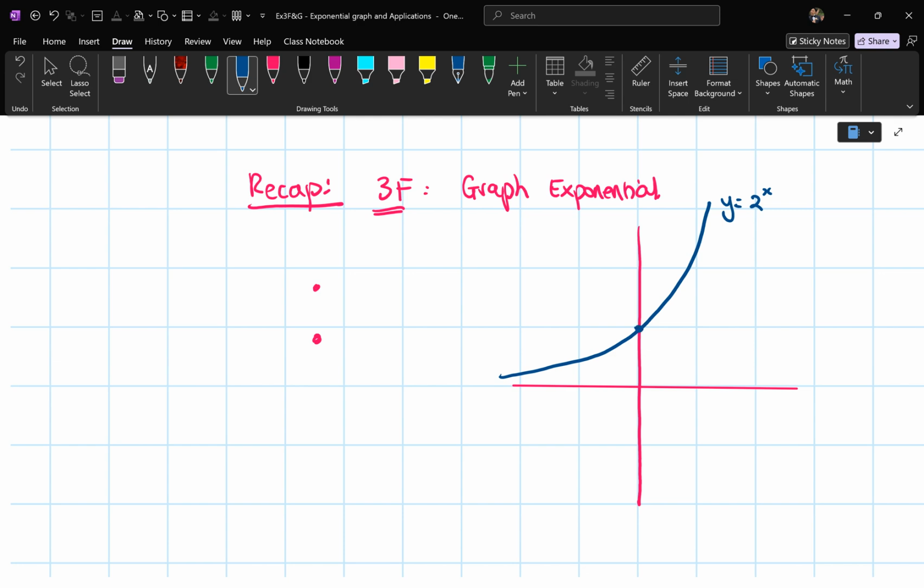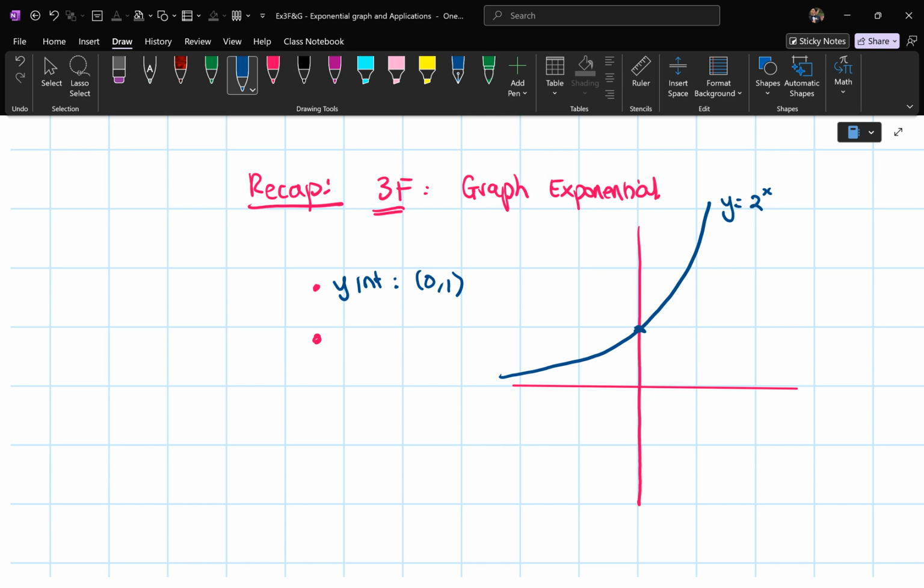Now, what's special about the y-intercept again? What's so special about the y-intercept? Yes? It's always at y equals 1. Very good. Unless you move this graph left or right, then it will change it. But otherwise, anything to the power of 0 is 1. So even if I change that to 3 to the x or 4 to the x, they will all cross at 0, 1. Because anything to the power of 0, by law number 6, is going to equal 1. So 0, 1 is a key feature that you must label.